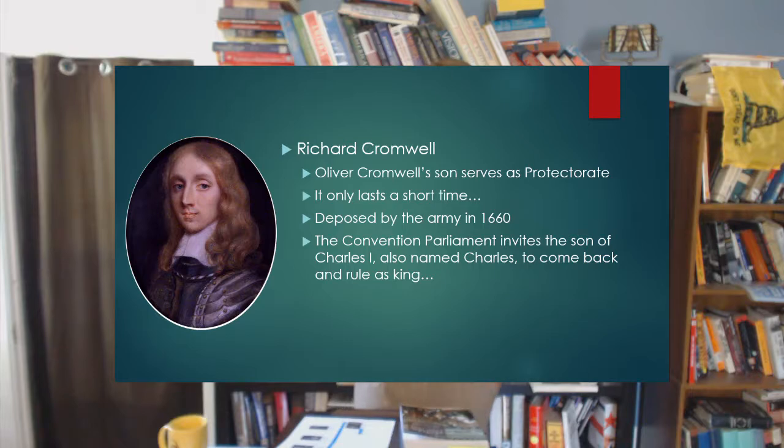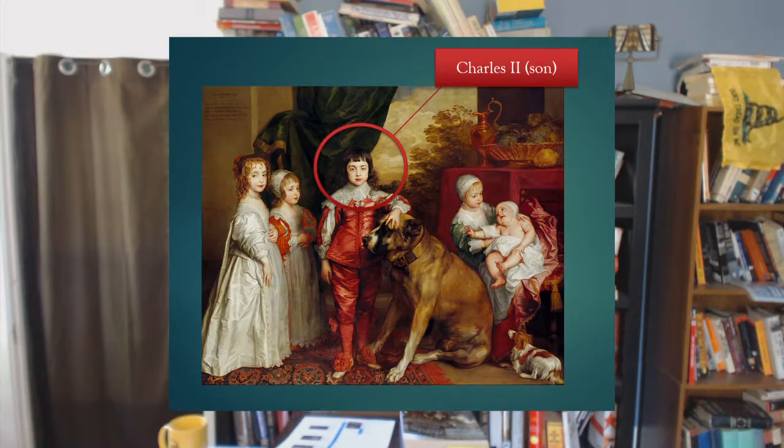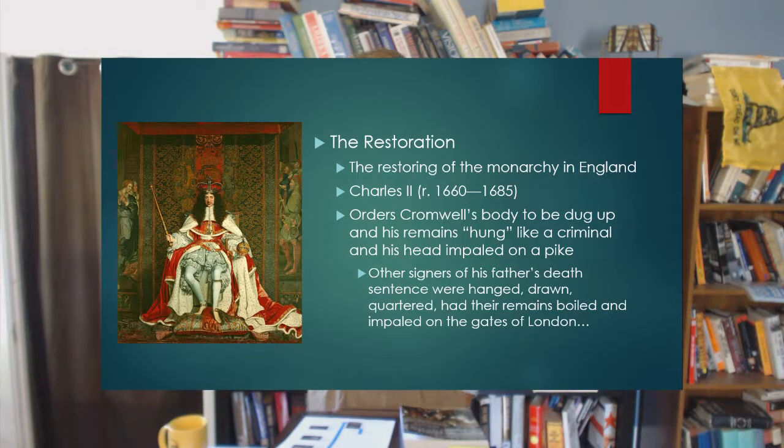And what ends up happening is England asks Charles II, the son of the executed king, to come back and rule. Now, Charles II had been living in exile in France. Basically, the whole family had been. So now Charles II comes back as king. This is called the Restoration. In 1660, you have the Restoration.